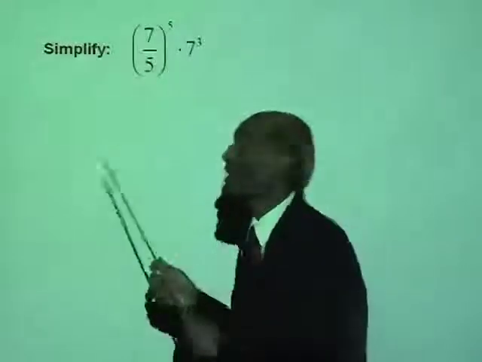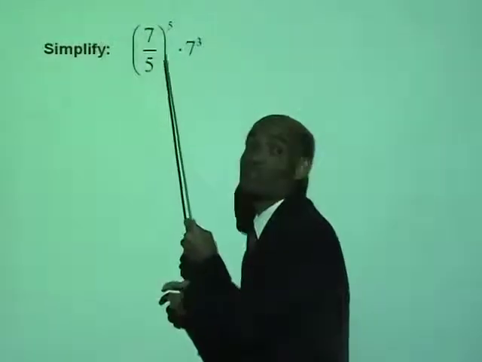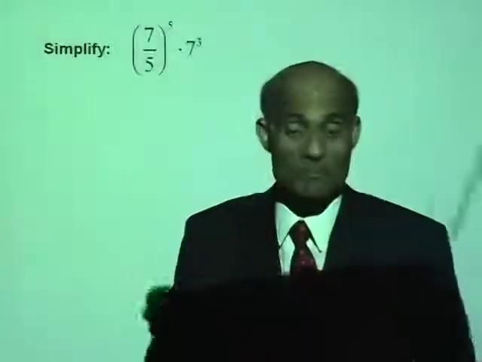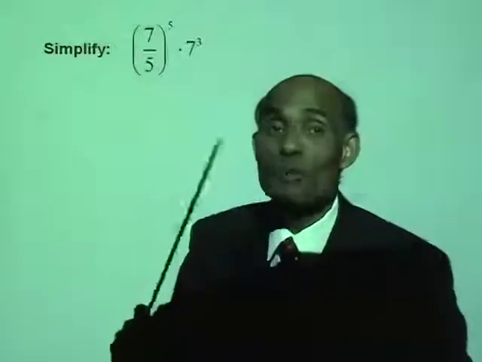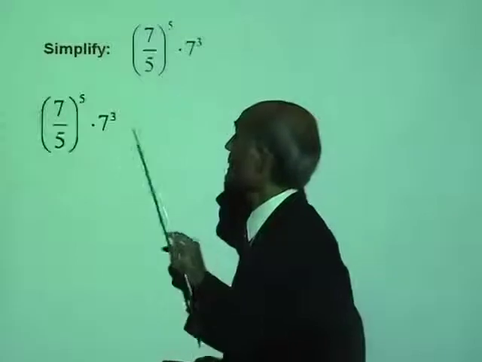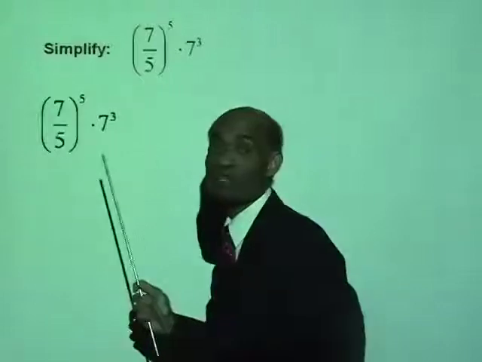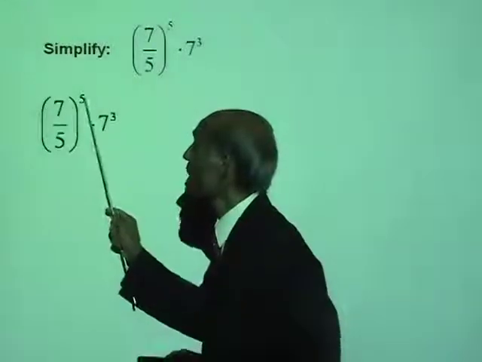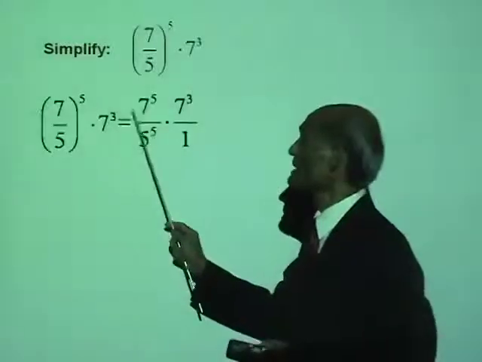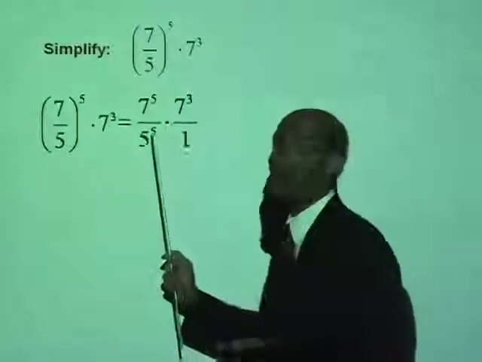Well, no, because in the first expression the base is 7 over 5. In the next one the base is 7. The bases are not the same. You cannot use the product rule there. Alright, let's simplify the first one. Now, 7 over 5 all to the power of 5 can be written as 7 to the power of 5 divided by 5 to the power of 5. There you are. So, this is 7 to the power of 5 divided by 5 to the power of 5.